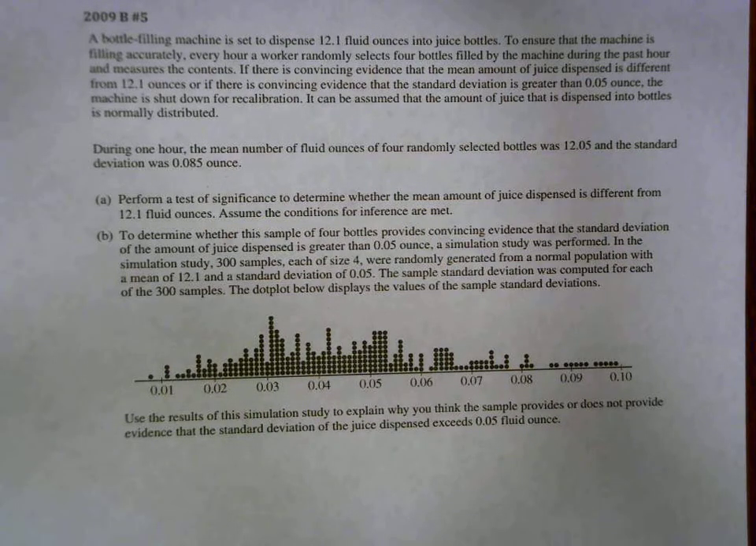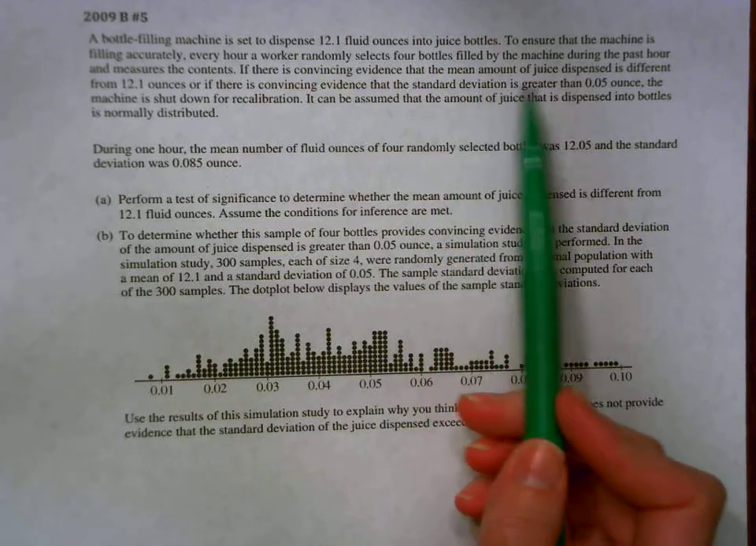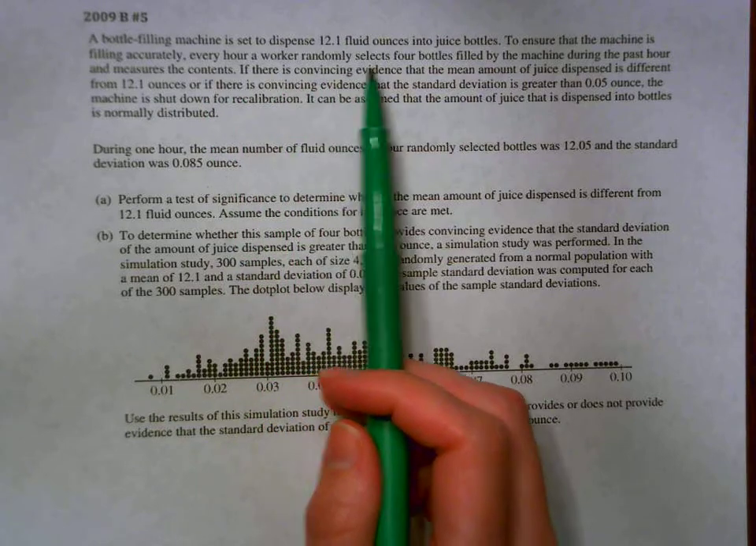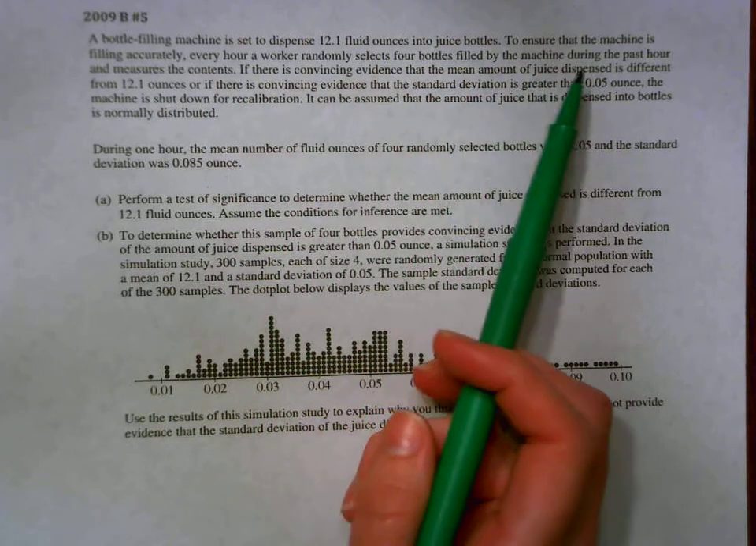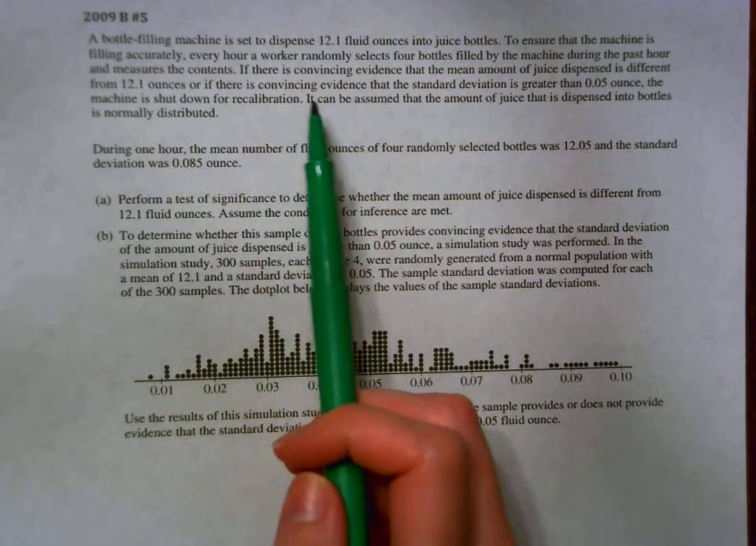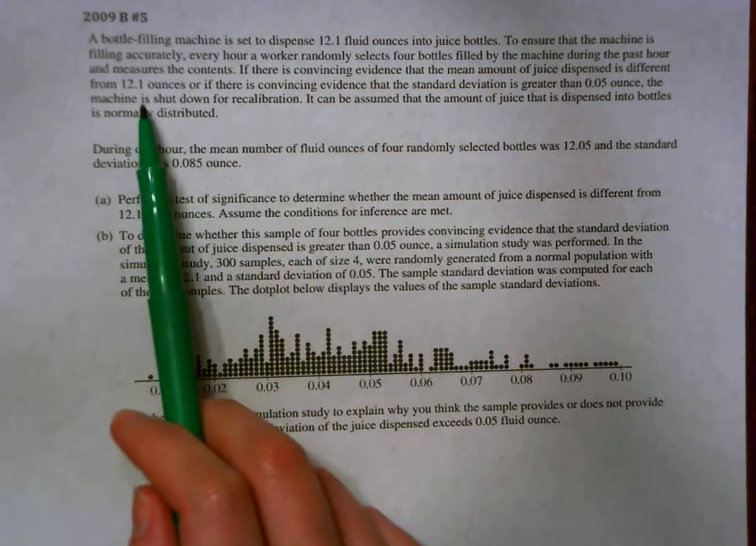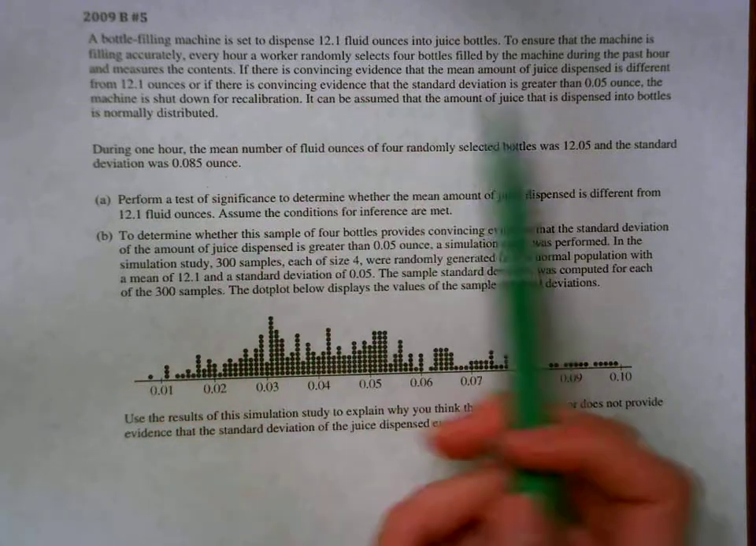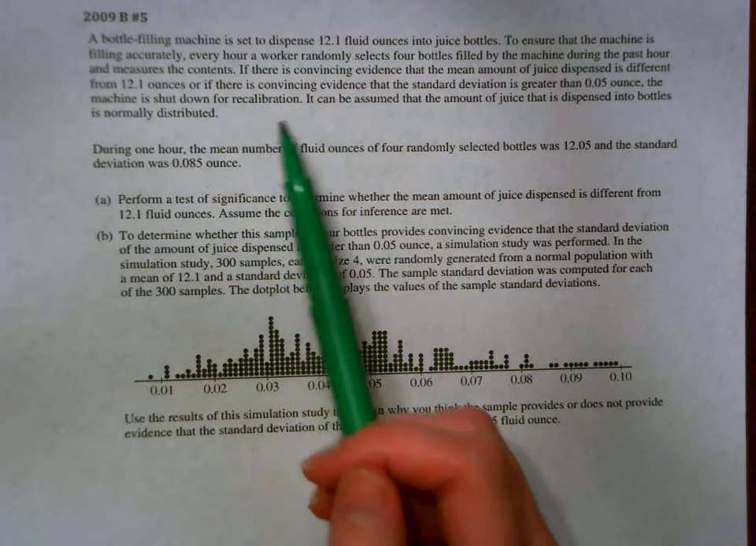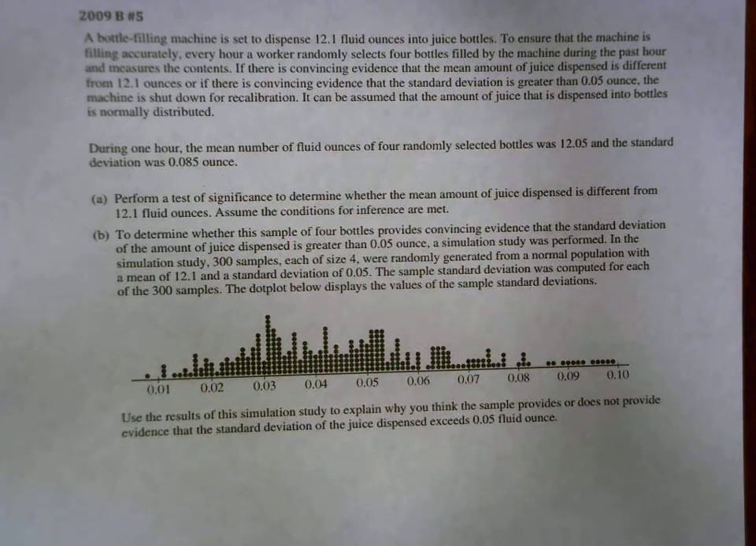It says a bottle filling machine is set to dispense 12.1 fluid ounces into a juice bottle. To ensure that the machine is filling accurately, every hour, a worker randomly selects 4 bottles filled by the machine during the past hour and measures the contents. If there's convincing evidence that the mean is different from 12.1, or if there's convincing evidence that the standard deviation is greater than 0.05, the machine is shut down for recalibration. It can be assumed that the amount of juice that is dispensed into bottles is normally distributed.